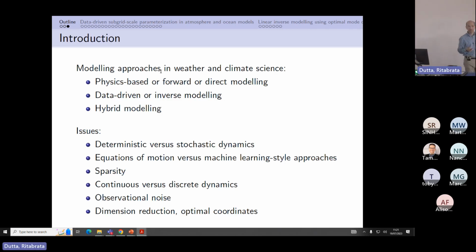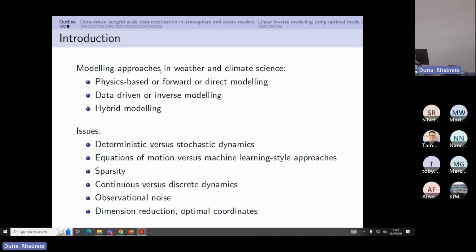General introduction. In weather and climate science, we have basically three approaches to modeling. The oldest and traditional approach is the physics-based approach, or forward or direct modeling approach. There we have a set of equations based on the physics of the system. In weather and climate science, it's basically a dynamical core based on hydrodynamics, fluid dynamics. Then we have thermodynamics, radiation, and maybe chemical processes or some parameterizations. So that's the basic physics. The basic equations are quite well known, and then we can have a physics-based model.